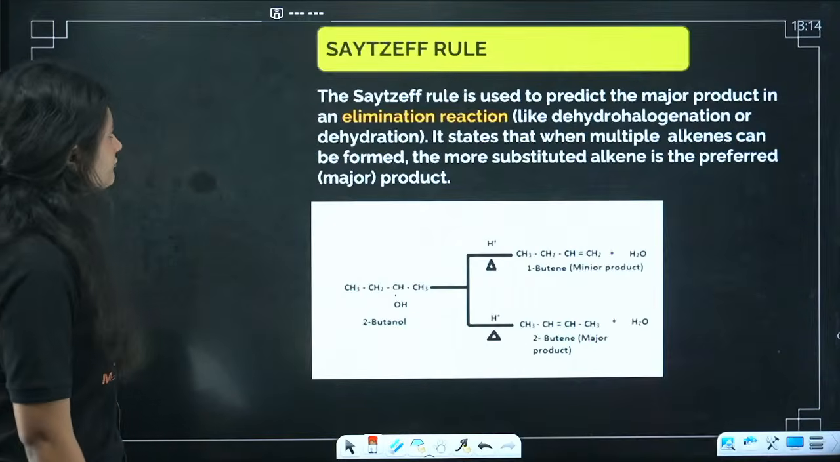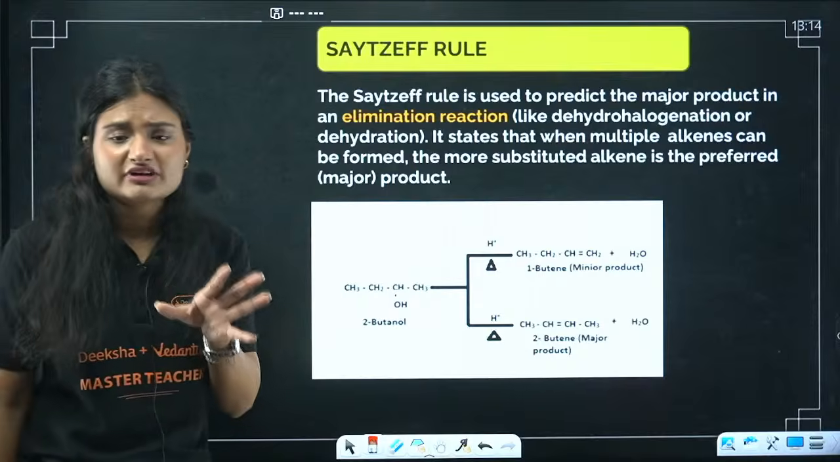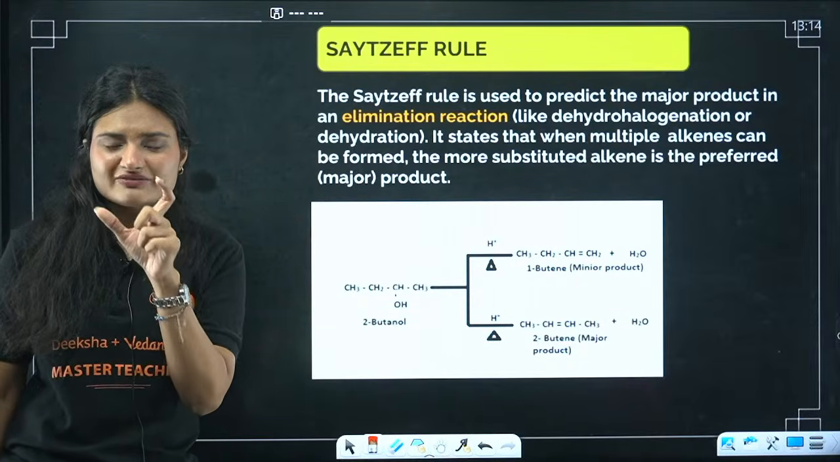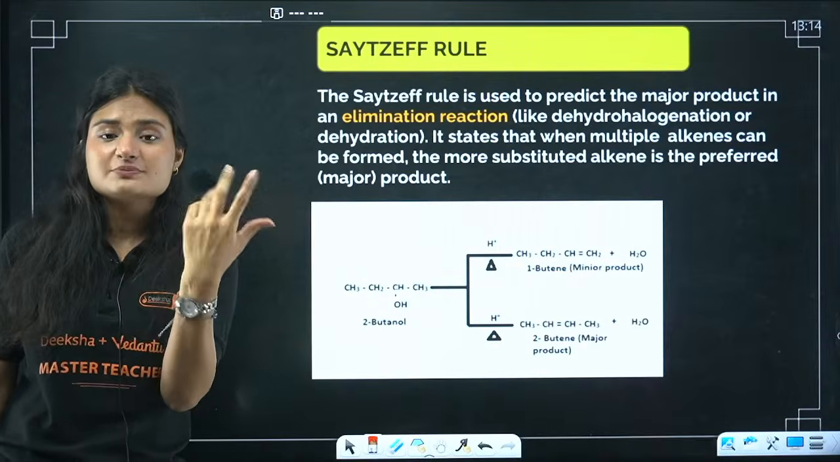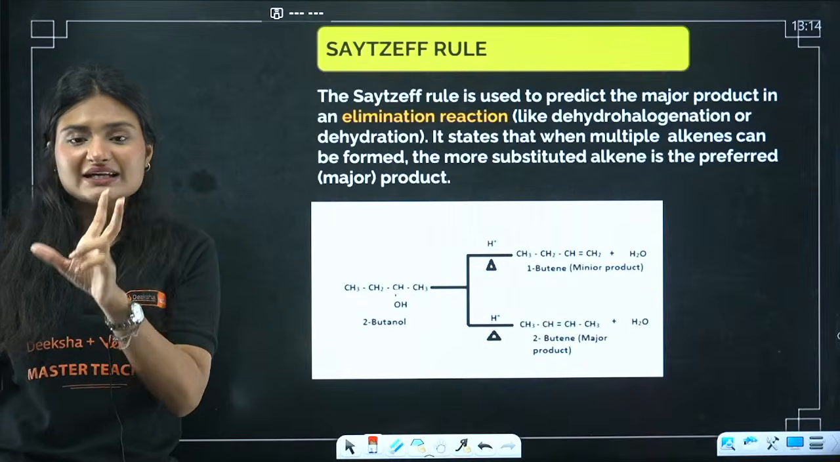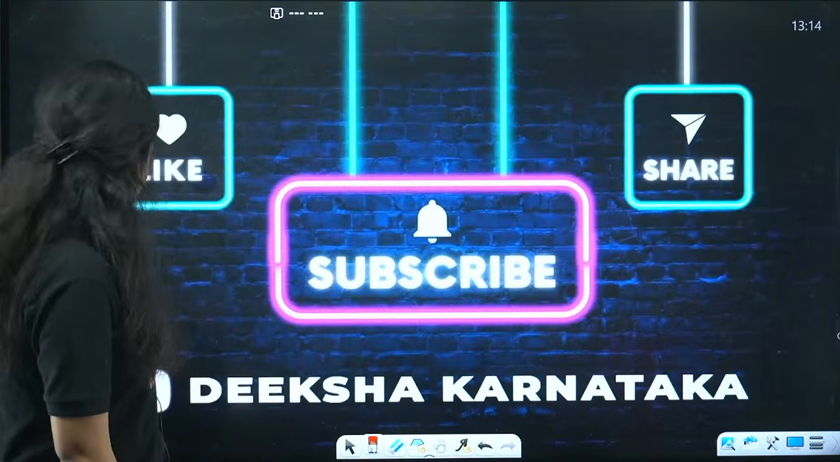Saytzeff rule is again used when we are doing elimination. In elimination, the major product will always be the more substituted alkene, the alkene which has more alkyl groups attached to it. Okay, I think that was it.